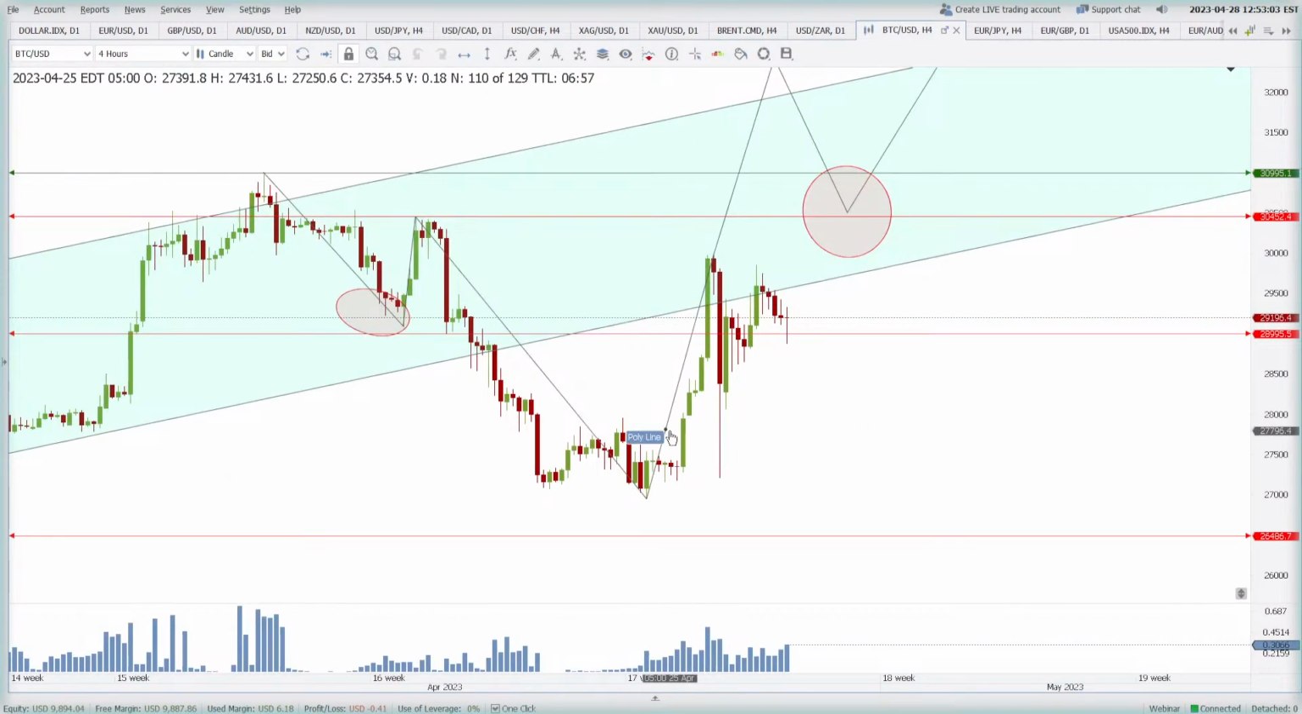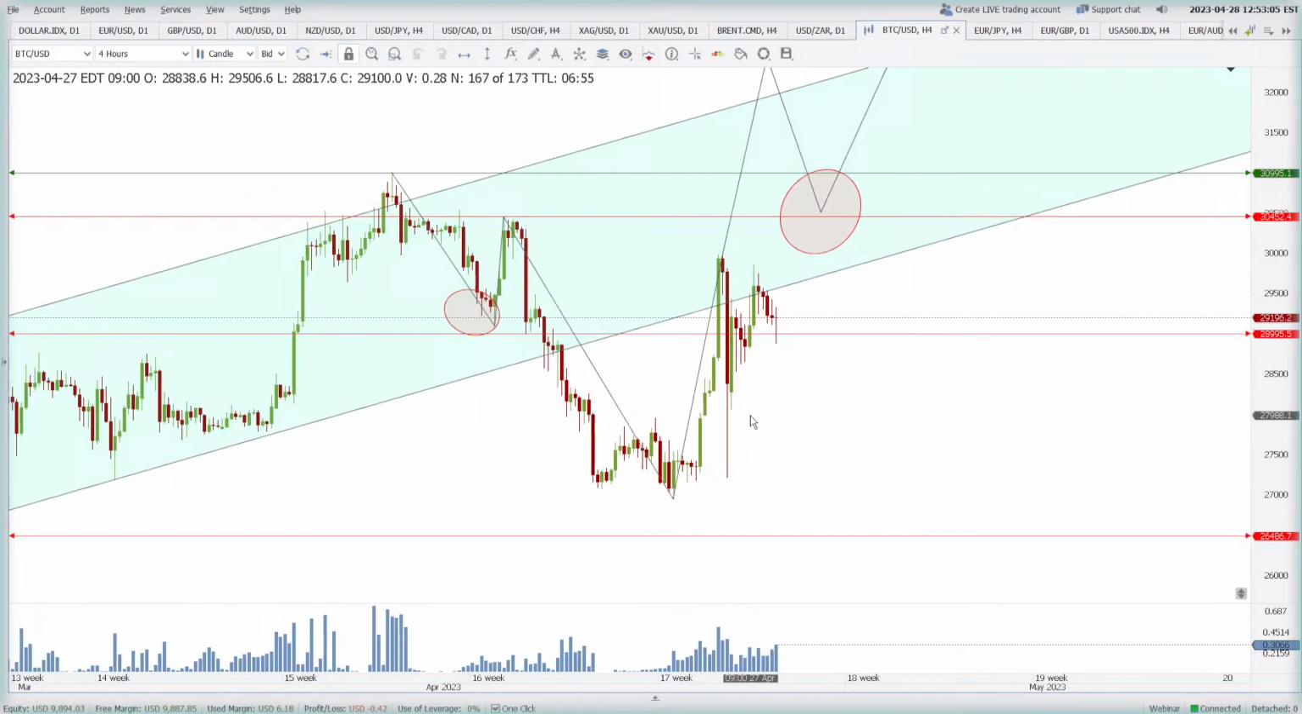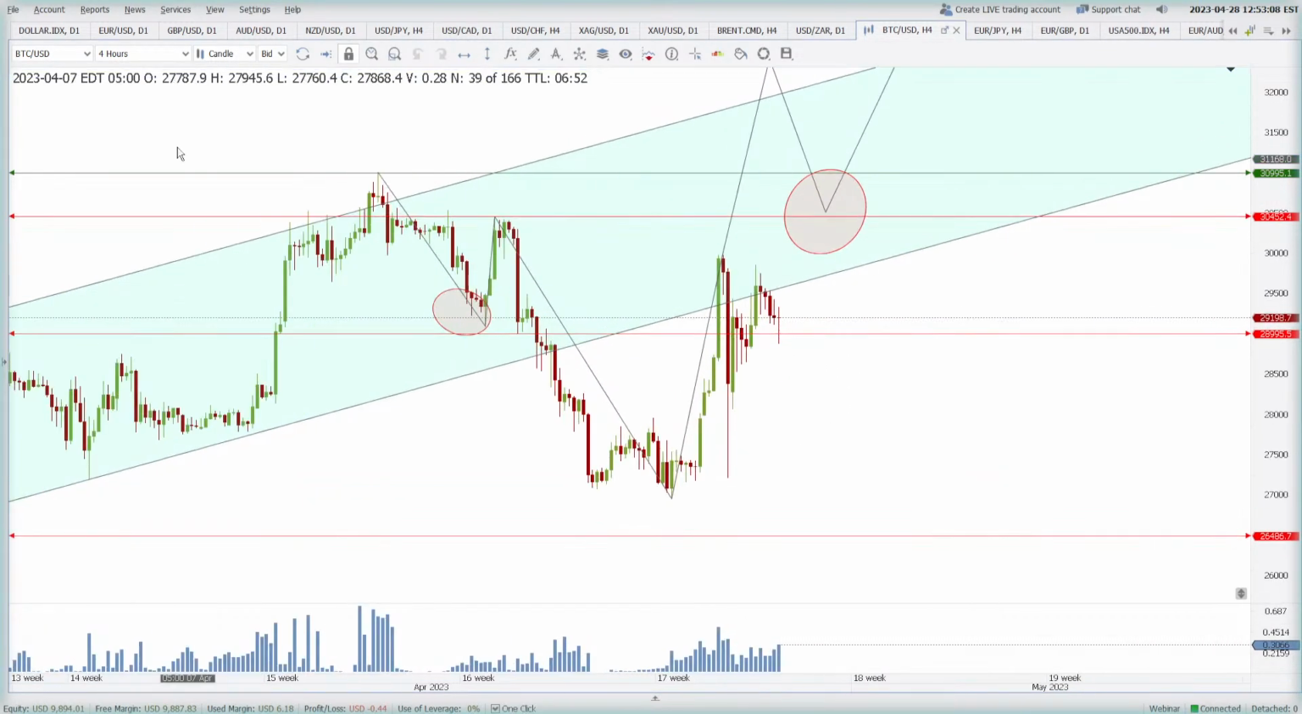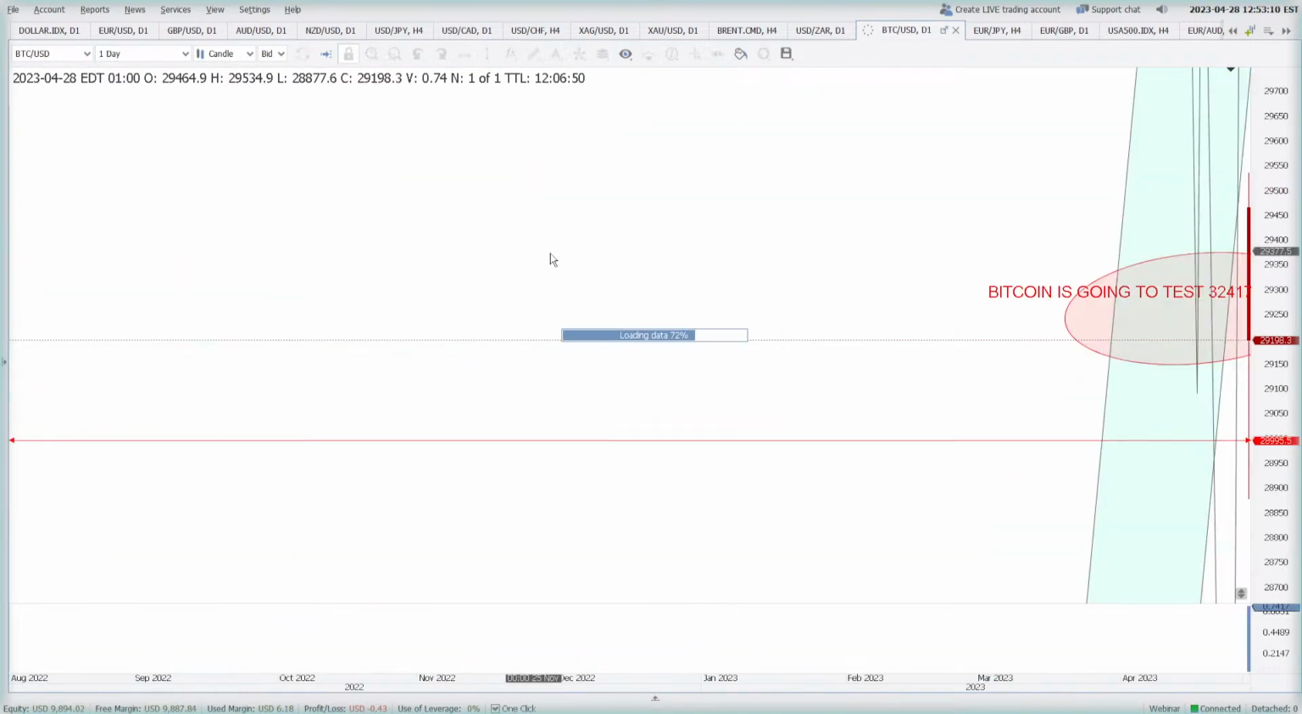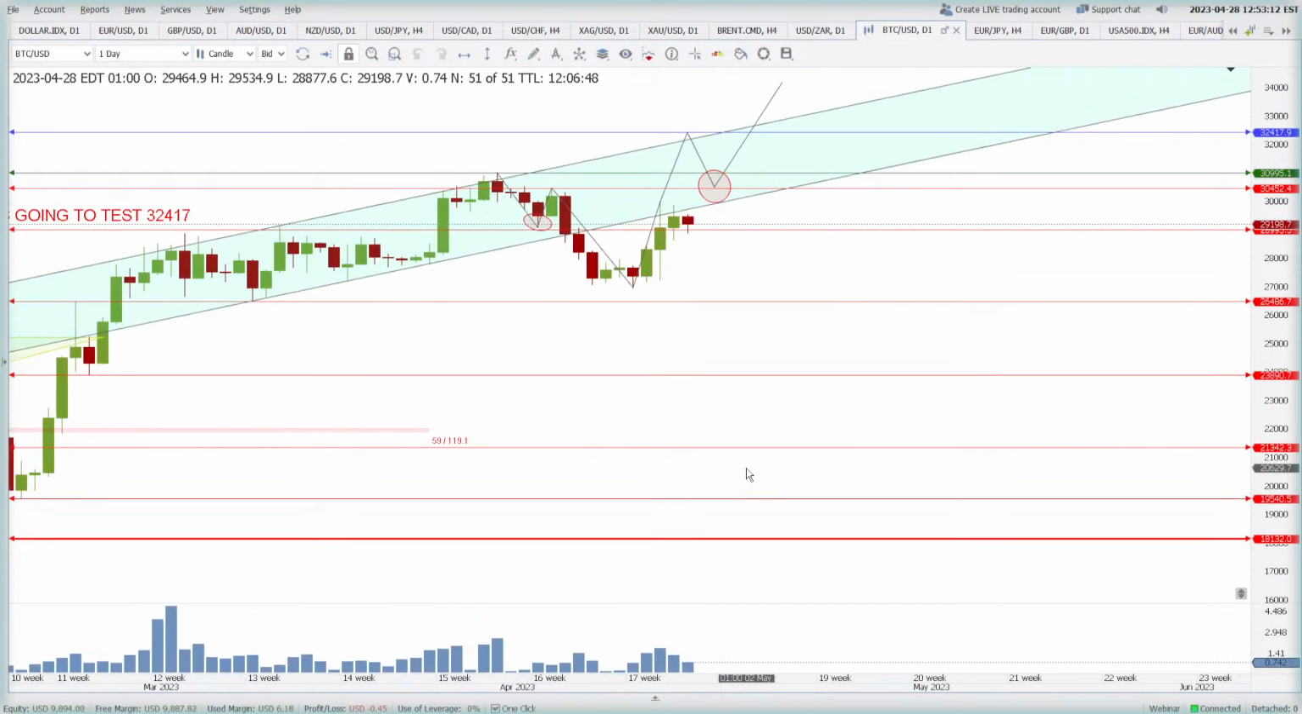Bitcoin. Okay, Bitcoin is again trying a push now. From the 4-hour I cannot deduce anything. From the daily I want to show you something.